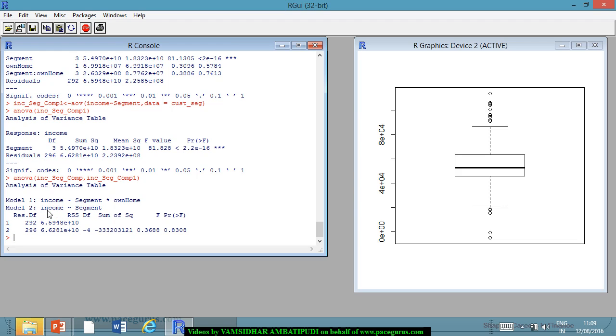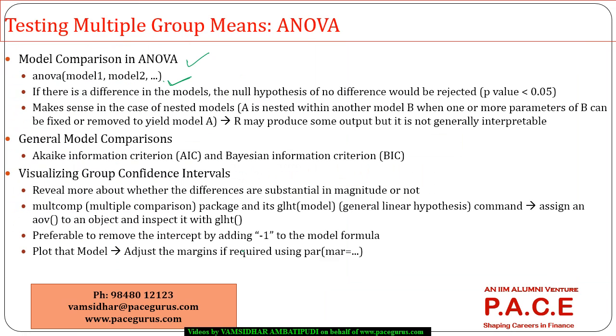Model 2 is looking at income, how it differs across the segments. Now, there are a few outputs that come up, but more importantly, it is the p-value. The p-value is 0.83, greater than 0.05. So I cannot reject the null hypothesis. I have to go with the null hypothesis, and the null hypothesis says no significant difference between the models. There is really no significant difference between the models.